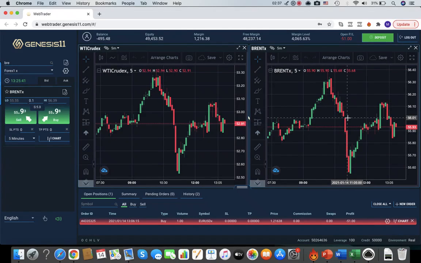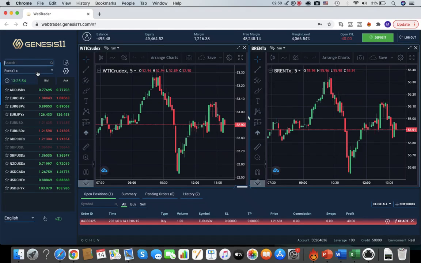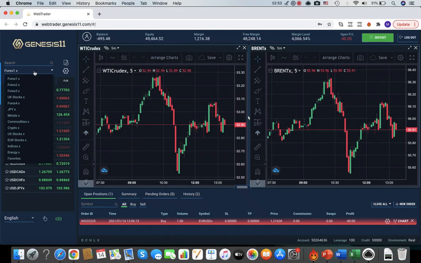And of course, oil trading is very attractive because these assets are very volatile. They can move very strongly upwards and they can move very strongly downwards. Another way to find oil on the platform is you go to the drop down here on the left side of the screen and you look for energy.